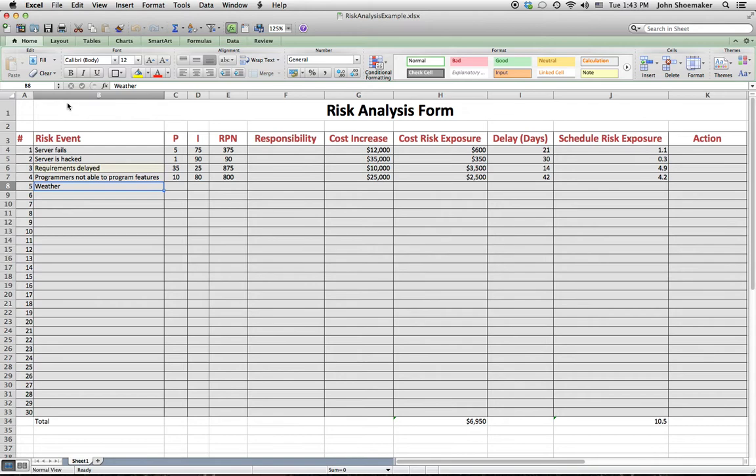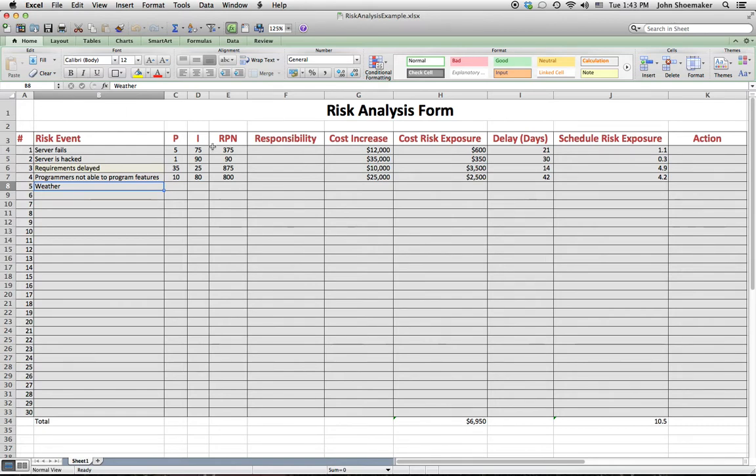So when we're done, what many project managers like to do is to sort on the RPN with the highest numbers at the top and the lowest numbers at the bottom. And that way you can see which are the greatest risks for this particular project. I'm going to suggest that maybe we do something just a little bit different in just a moment, but that's certainly a very viable way to approach the risk analysis form.